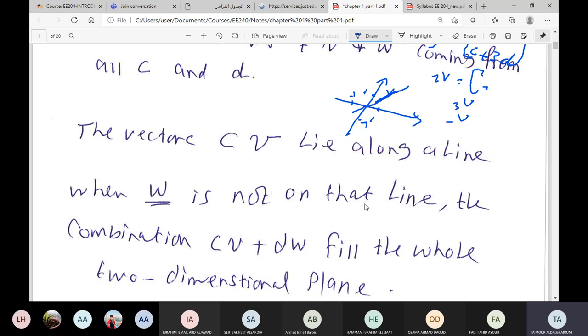When w is not on that line, what do we mean by this? That w is not equal to some constant alpha times v. So when we say w is not on that line, we are saying that we cannot write w as some constant multiplied by v. Then their linear combinations, cv plus dw, fill the whole two-dimensional plane.